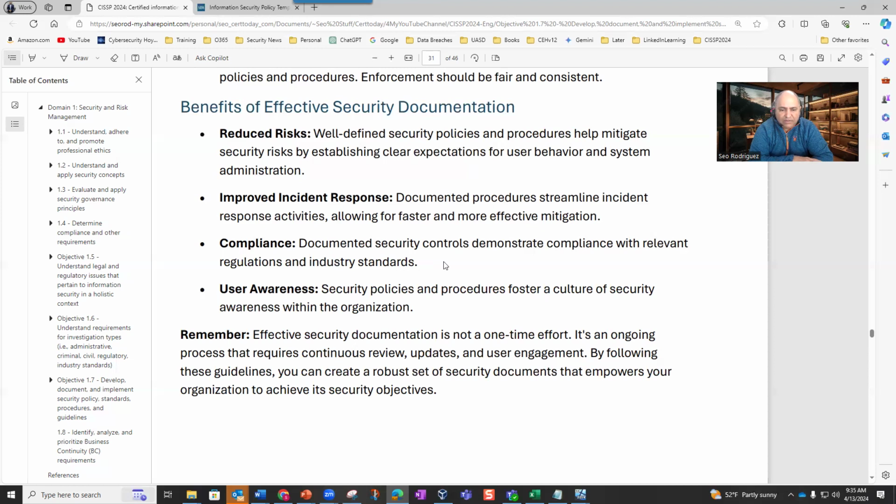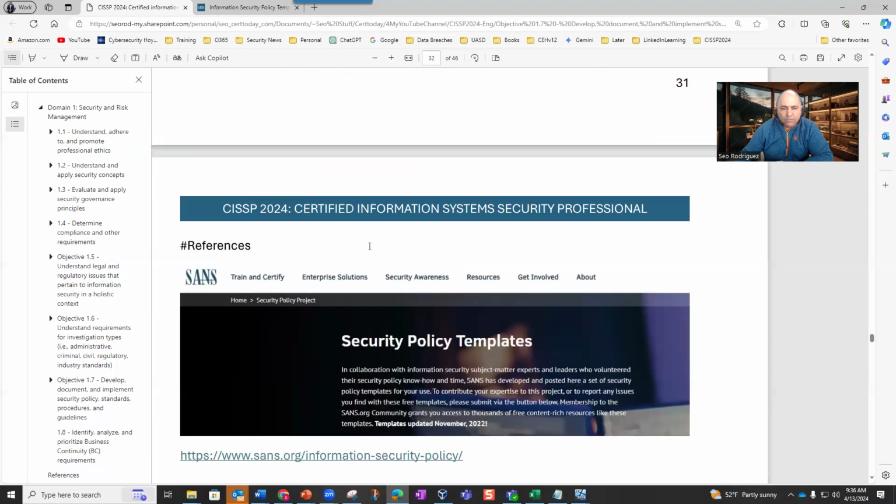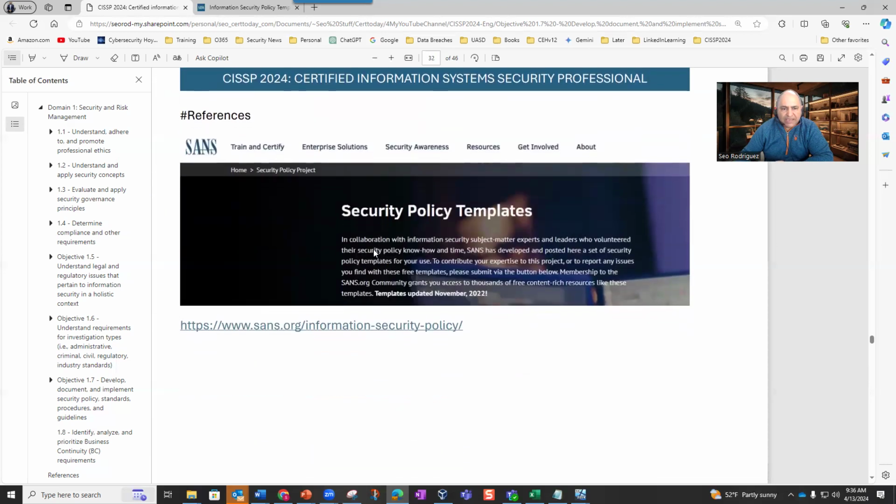So remember that effective security documentation is not a one-time effort. It's an ongoing process, rather, that requires continuous review, updates, and user engagement. By following these guidelines, you can create a robust set of security documentation that empowers your organization to achieve its security objectives. So this will help you as a cybersecurity professional and also for the CISSP exam.